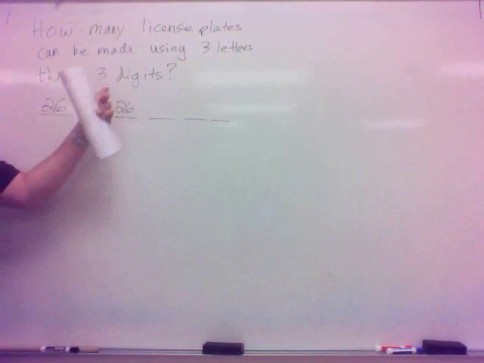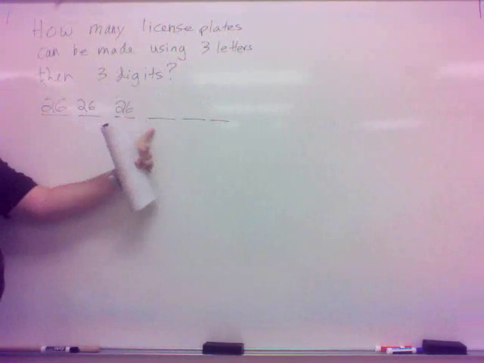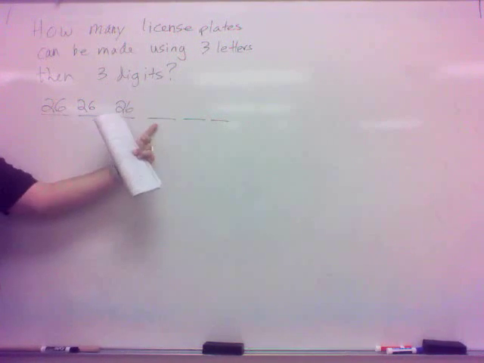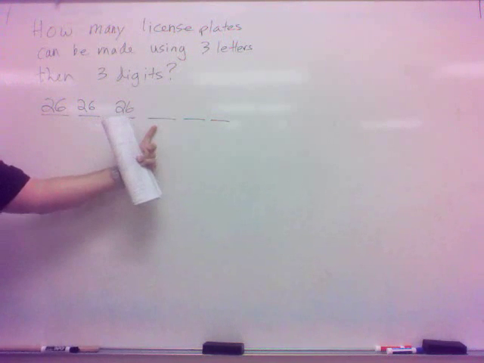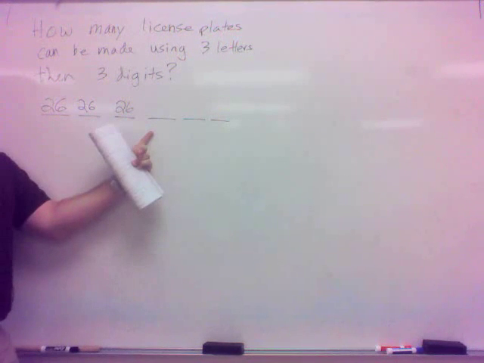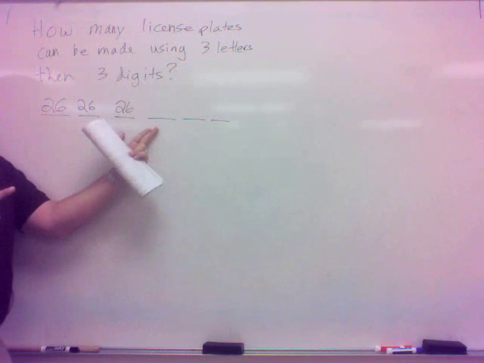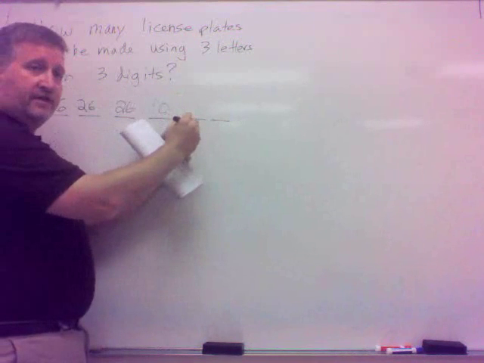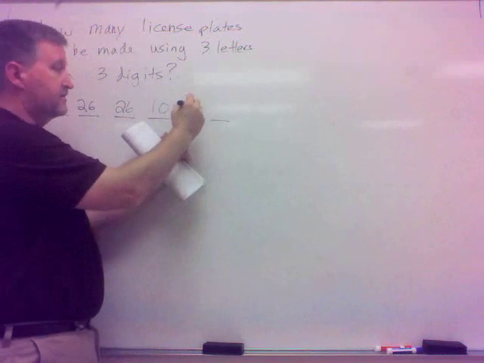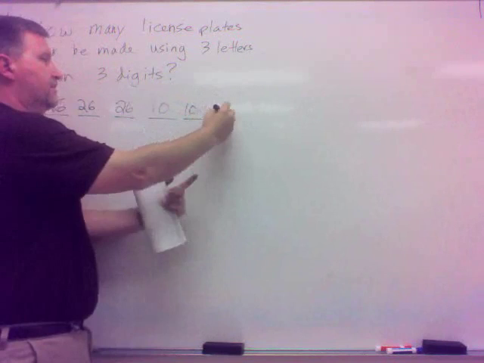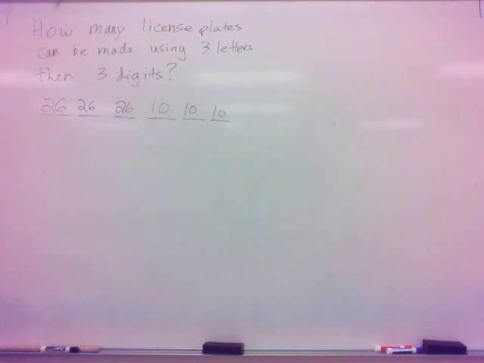Now what about the digits? First digit right here, after the 3 letters. Usually we say the first digit can't be 0, but in a license plate, can the first digit be 0? Yes, in a license plate you can have the first digit be 0. So how many digits does that make for the first blank? That'd be 10. And then the second blank, 10 still, and then still 10.